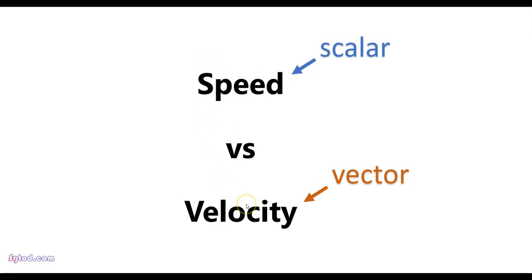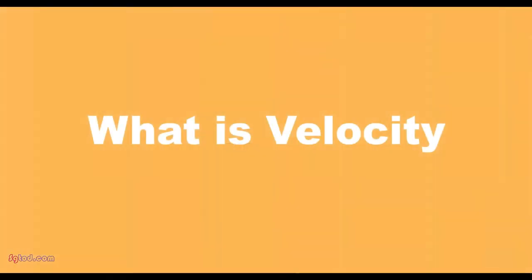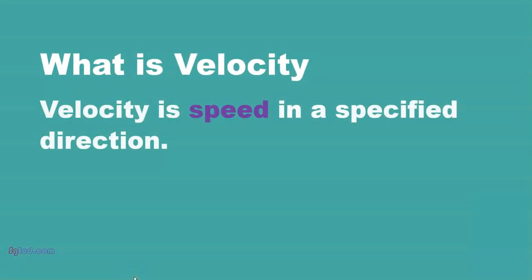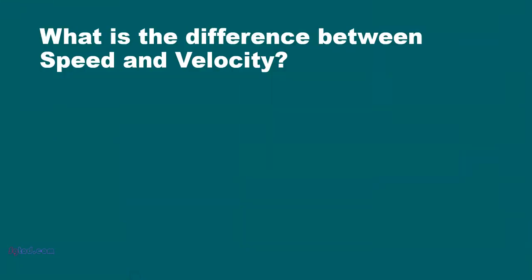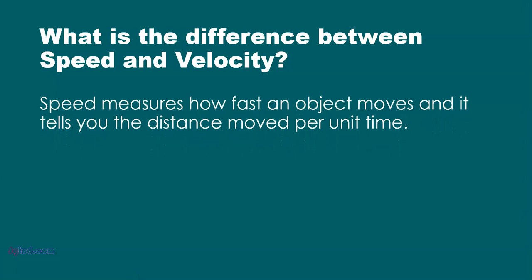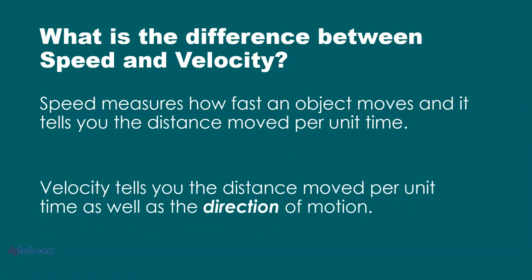Very often in the exam, you will be asked what is the difference between speed and velocity. Remember that you must state that speed is a scalar quantity, whereas velocity is a vector quantity. Now, what is velocity? In essence, velocity is speed in a given direction. Speed measures how fast an object moves, and it tells you the distance moved per unit time. Velocity tells you the distance moved per unit time as well as the direction of motion.